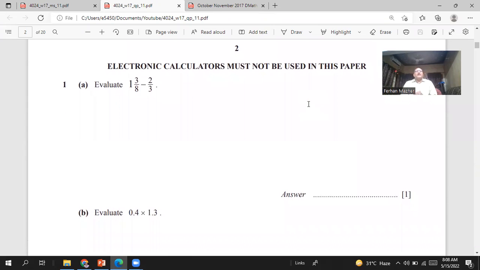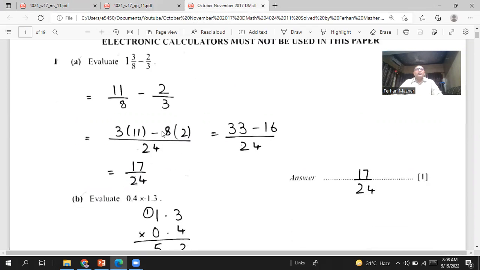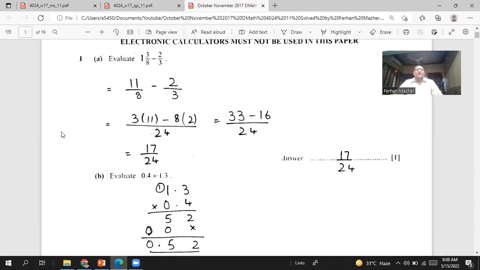So here we have a fraction. He says evaluate 1 whole 3 by 8 minus 2 by 3. If you want to evaluate it, 8 ones are 8, 8 plus 3 will be 11, so 11 by 8 minus 2 by 3. Then we will make the denominators the same, and when I make the denominator the same, I will be able to subtract them. So here the solution of this question is coming up on your screen.